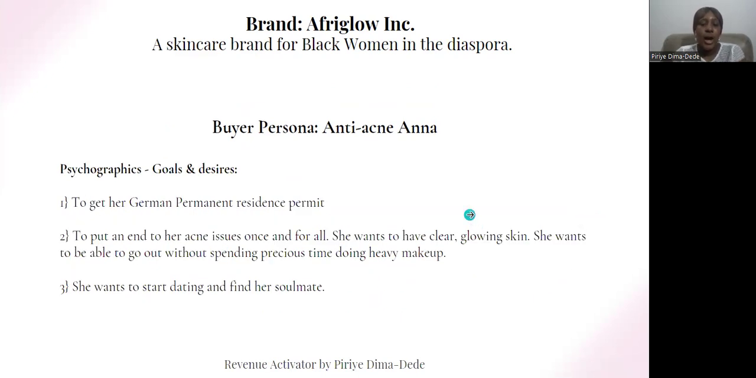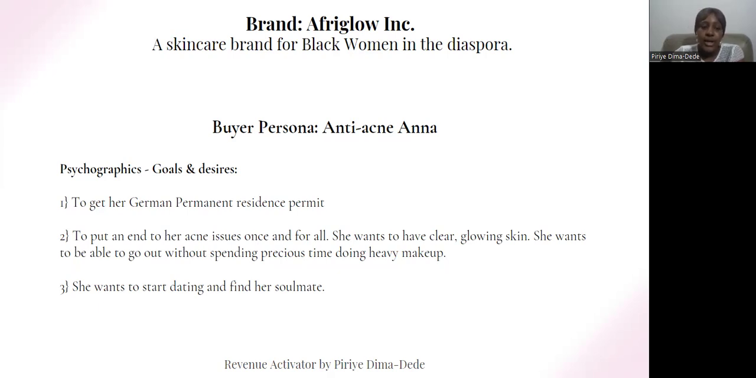Now let's go into her goals and desires. The first one is to get her German permanent resident permit so that she knows that she has some level of stability in the country and she can get better jobs and so on. Her second goal is to put an end to her acne issues once and for all. So she wants to have clear, glowing skin. She wants to be able to go out without spending precious time doing heavy makeup. That is a major goal that anti-acne Anna has.